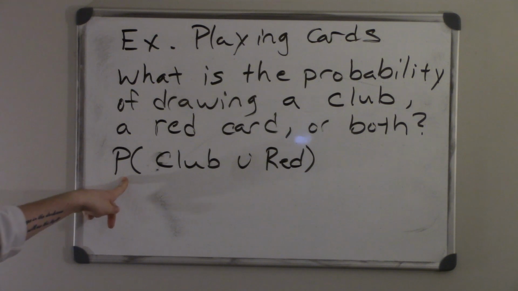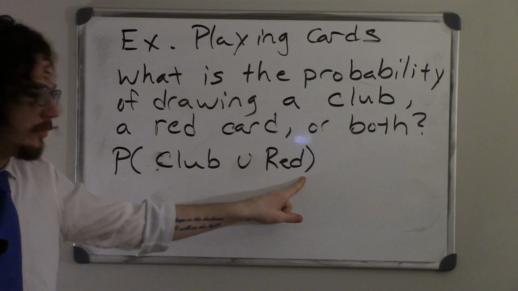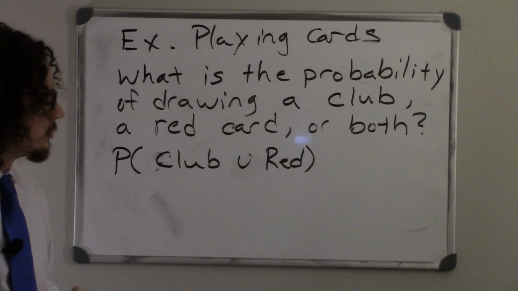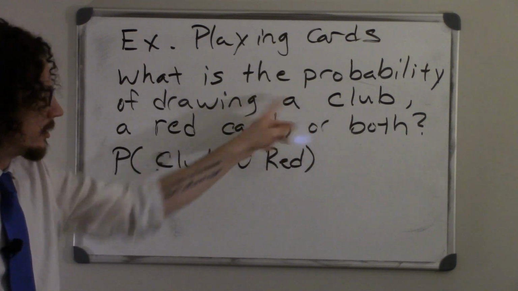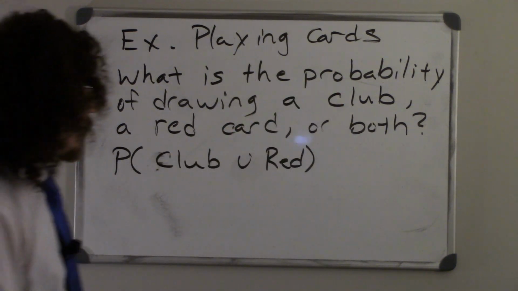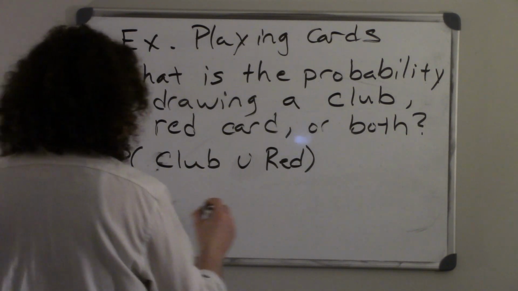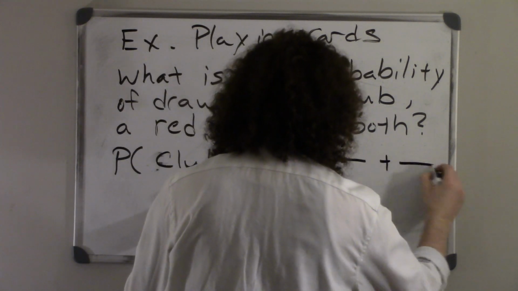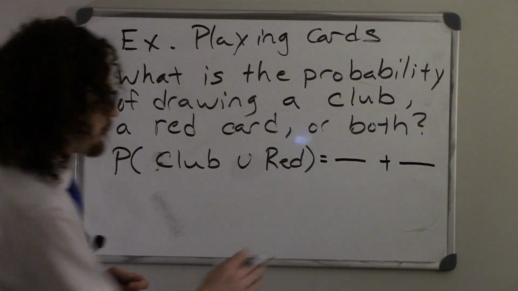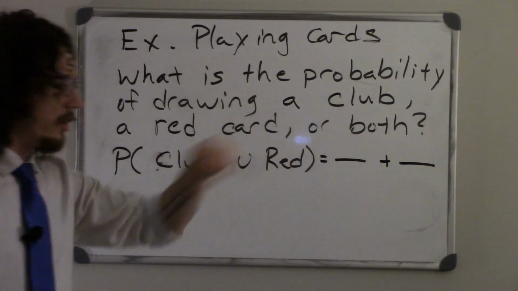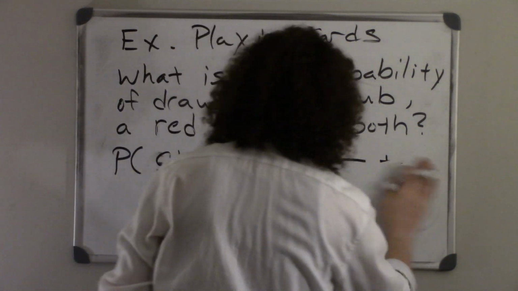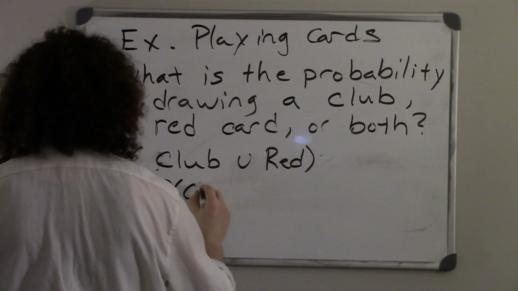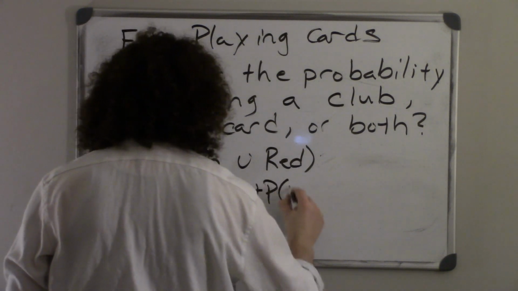Once again, we're going to have our P, our probability statement. Inside the parentheses, we're going to put whatever the event is we're looking for. In this case, it's the union of club and red. We know this because we're asking of drawing either card or both cards. So this can be calculated as the probability of drawing a club plus the probability of drawing a red card.